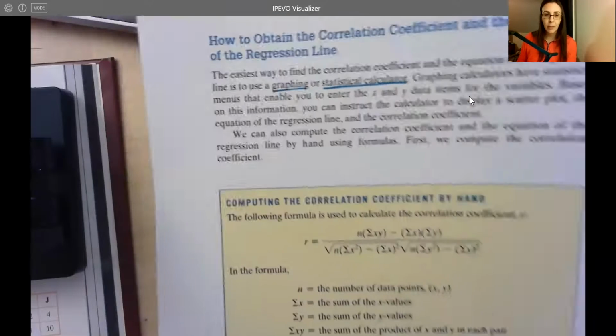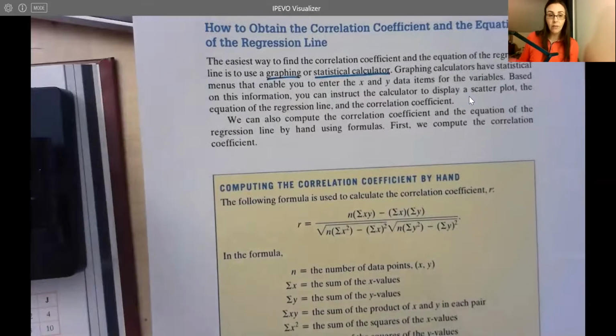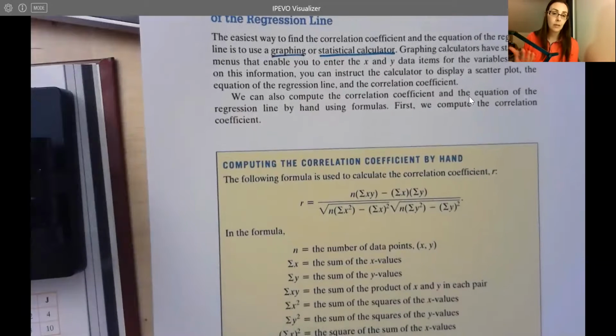So we're going to do it by hand because you guys are not required to have a statistical calculator for this course, as we're only doing one little section here. So we'll just do one example to show you how you can find this R value by hand. But do understand that in the real world, it's usually done with technology because it's quite complicated, especially if you have a large data set. You don't want to be doing this formula by hand.